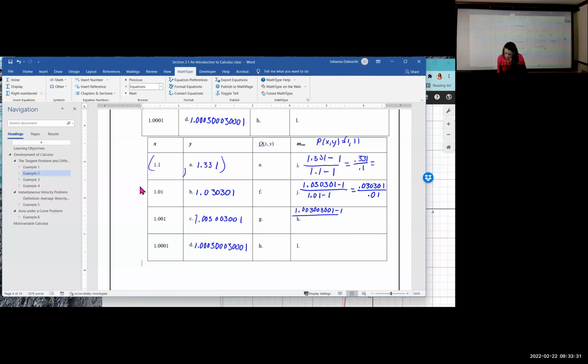1.003003001 minus 1. 1.001 minus 1. 0.030030001. 0.001. And I think this one I'm just going to write the value.